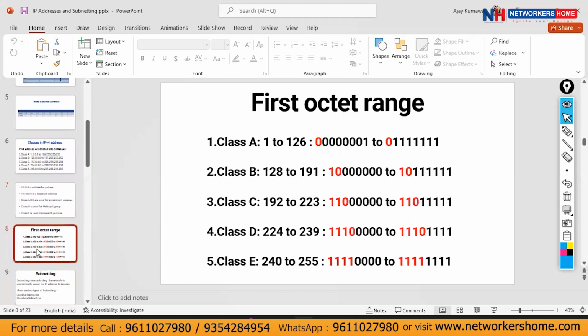Then next, this is the first octet range. For class A, it is 1 to 126. Why 1 to 126, why not 0 to 127? 0 we cannot use, and 127 is reserved for loopback. Then we have class B, 128 to 191. And these are the reservations. First bit is always 0. First two bits are fixed 1 and 0. First three bits 110. First four bits 1110. And first four bits 1111. And this is the first octet range: 128 to 191, 192 to 223, 224 to 239, and 240 to 255. Is this clear?